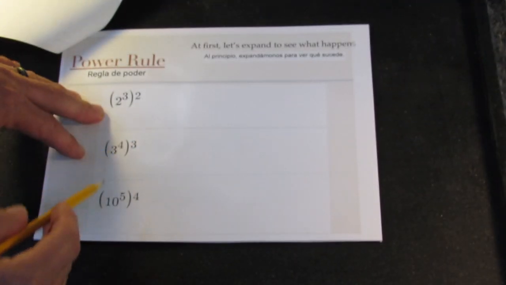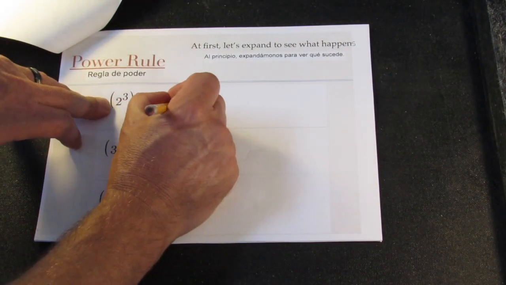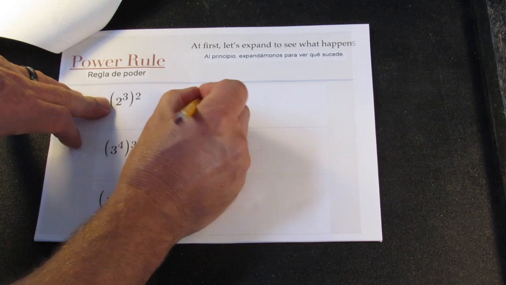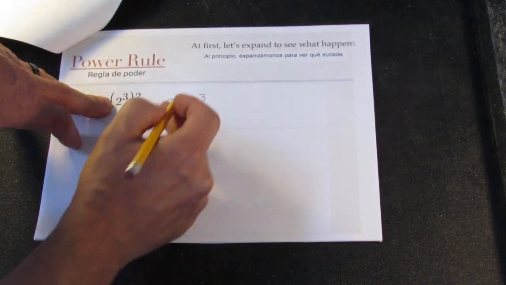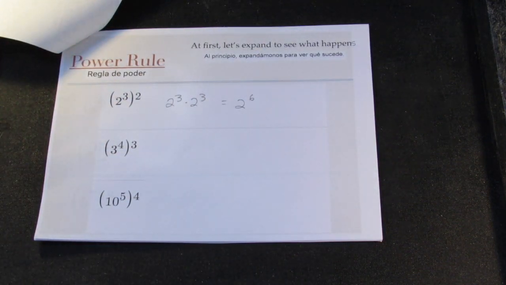So again, I still want to expand on this page, just to show you a few more examples. Our bases are numbers this time, numerals. 2 to the third power times 2 to the third power. Our base is 2, our exponent 3. We add those exponents, and we have 2 to the sixth power.